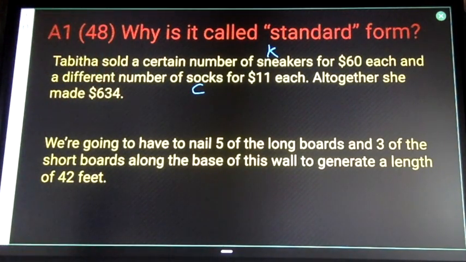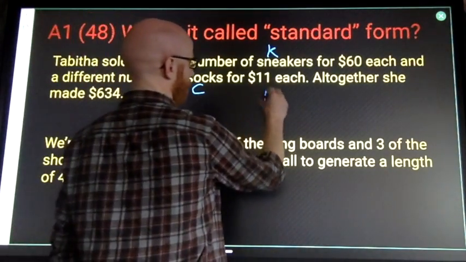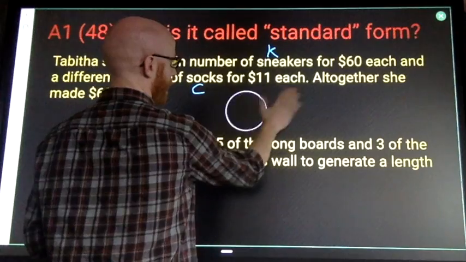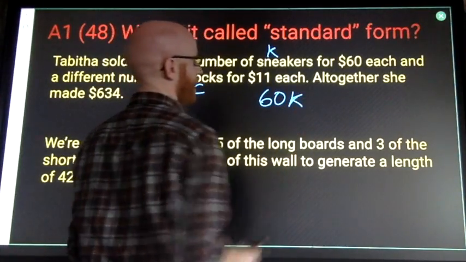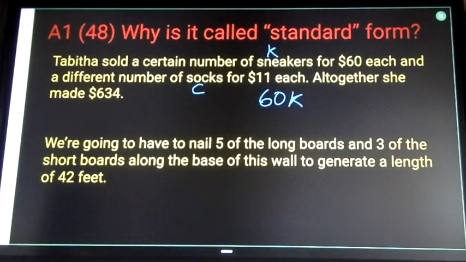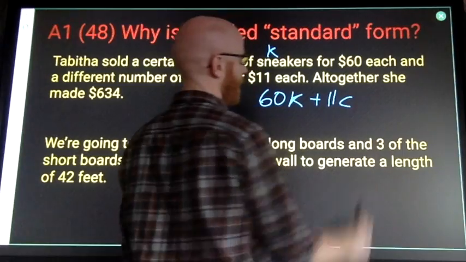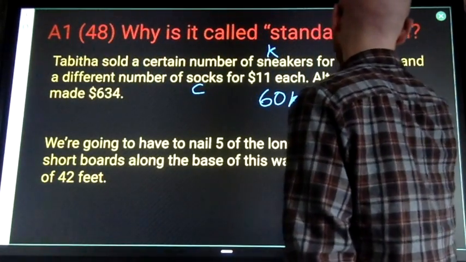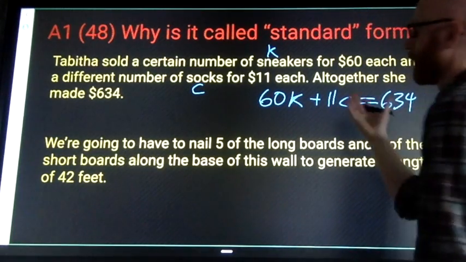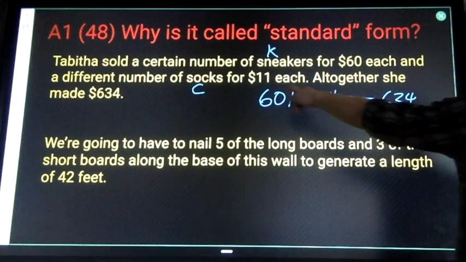And $60 times how many sneakers she sold, plus $11 times how many socks she sold, equals $634. Okay, so standard format, standard form, right?